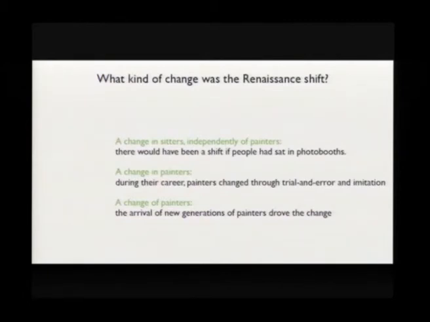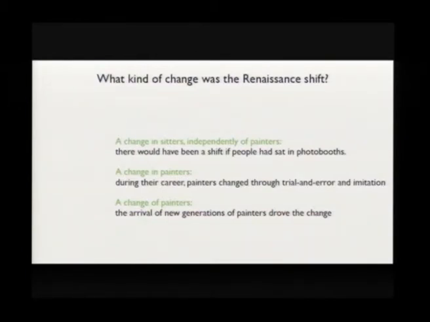The first option is that we are dealing with a change in sitters that's totally independent of painters. Just imagine that, for some reason, people's body language changed. People started behaving differently, started looking differently, maybe it was more accepted to look at people, and so they started behaving differently when they sat in front of the painter. It could have been the same as the photo booth. So people would enter photo booths with the camera, right? So if that's the case, then the shift should not depend on painters at all.